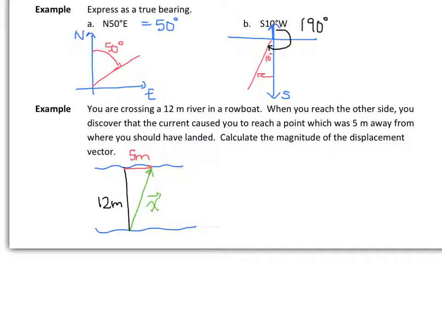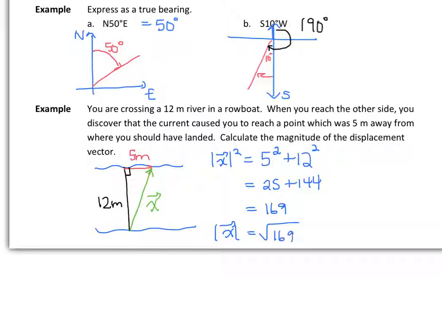Now, for this question, we can use the Pythagorean theorem to find the length of the displacement vector. That's also called the resultant vector. So the Pythagorean theorem, as well as trigonometry, are going to be very useful in solving your vector questions. So using the Pythagorean theorem, we know that the magnitude of x squared is equal to 5 squared plus 12 squared, which is 25 plus 144. So the magnitude squared is 169, which means the magnitude will be the square root of that. So the magnitude is 13.